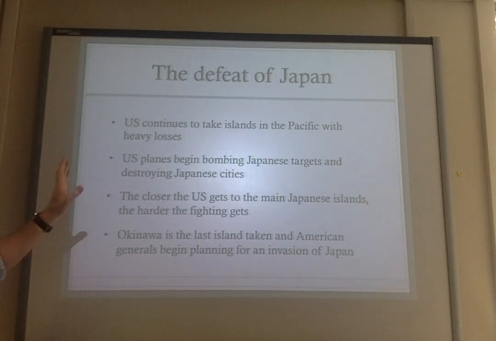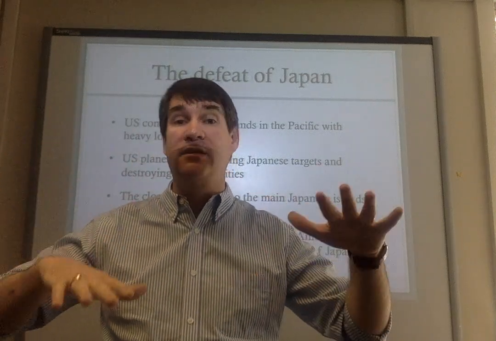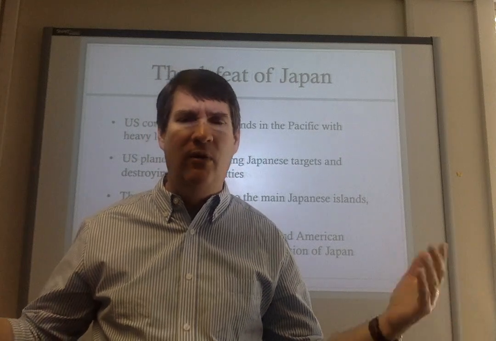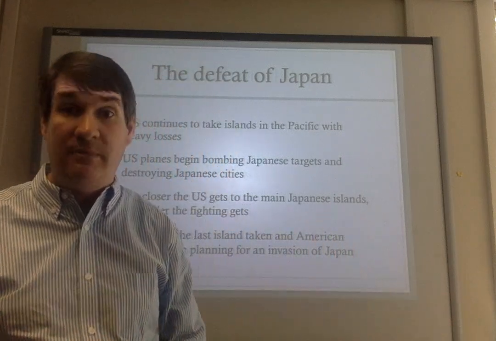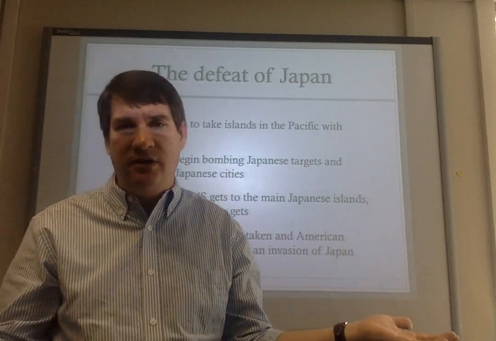So the U.S. planes began bombing Japanese targets and destroying Japanese cities. And this is not the atomic bomb. These are just bombers flying over and dropping tons and tons of bombs. I mean, we firebomb Tokyo and kill like 78,000 people. I mean, we're devastating Japan. But the Japanese do not surrender. And we talked about how bombing doesn't cause people to surrender.